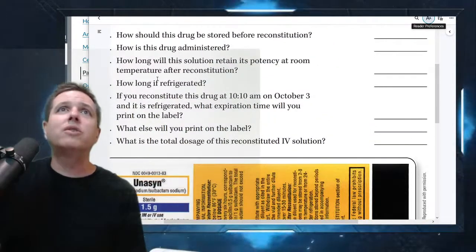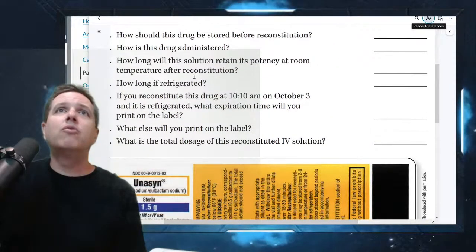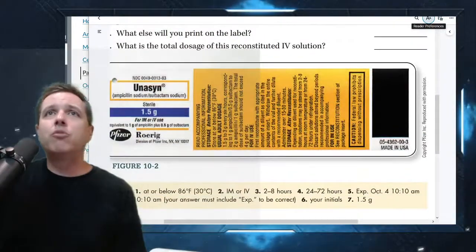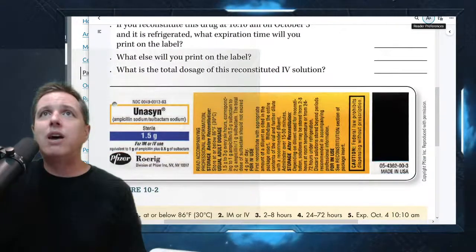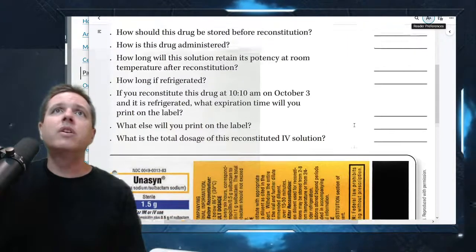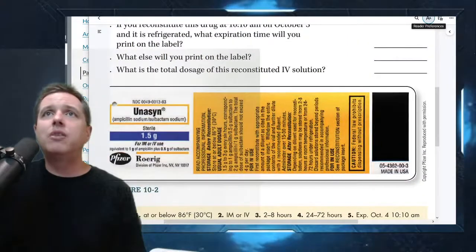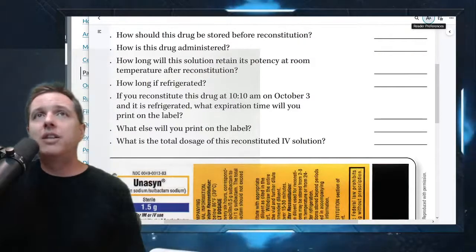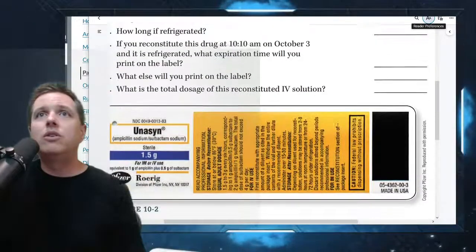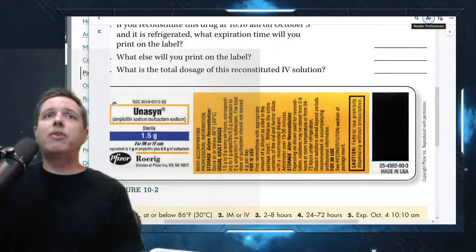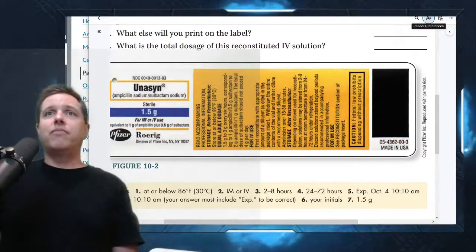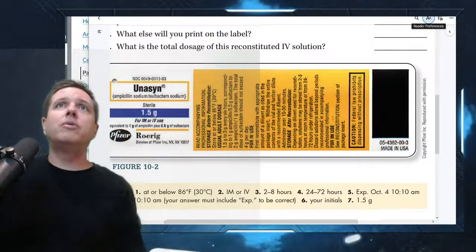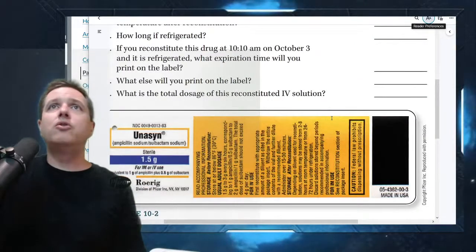So let's remind ourselves, what did they ask? How long will it remain at room temperature? So at room temperature, it says that's going to be 2 to 8 hours. Okay. How long if refrigerated? Well, that's going to be 24 to 72. They tell us right here. Okay, 24 to 72 hours. What else will you print on the label? Well, you're going to be printing the expiration date, and you also need your label. Yeah, you need your initials.